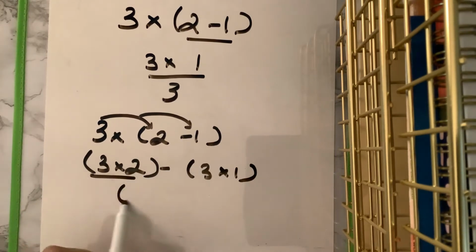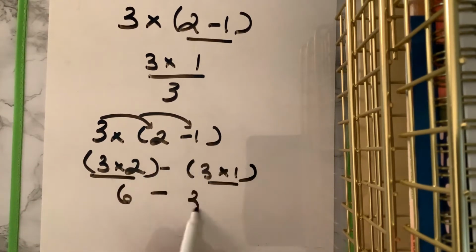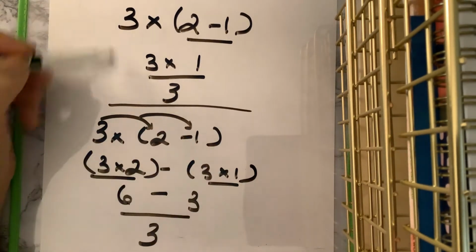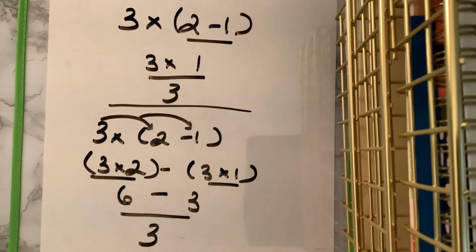3 times 2 is 6. 3 times 1 is 3. 6 minus 3 is 3. So we can see that both methods get us the same answer.